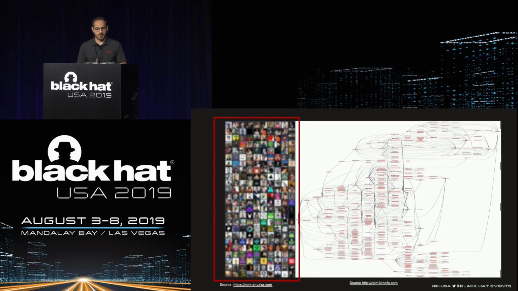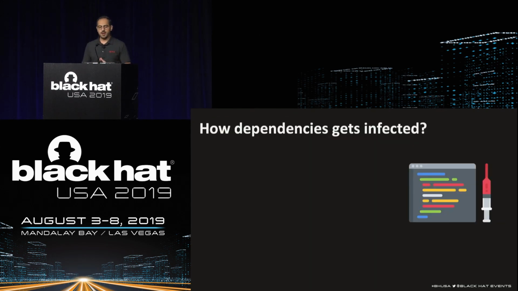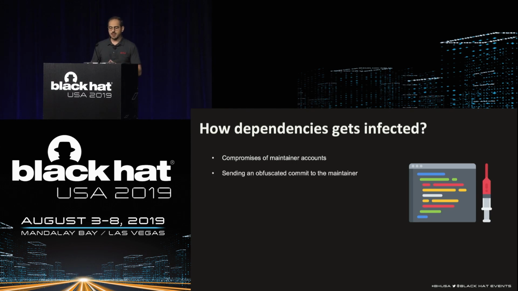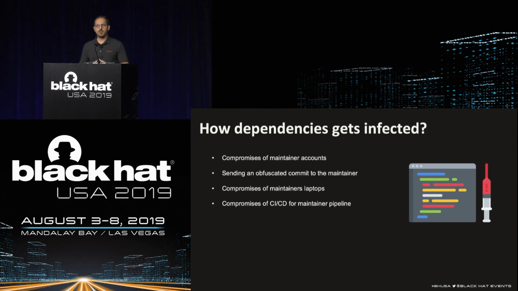This number of maintainers. That's where attackers may look at how many people are actually maintaining a specific package. And so what they do is they compromise the maintainer accounts. So they can send obfuscated commits to the maintainer, and the maintainer will look at them, probably just accept the pull request, and that gets merged, and the infection happens. They also can compromise laptops of maintainers, and they compromise the CI/CD pipeline for maintainer accounts.